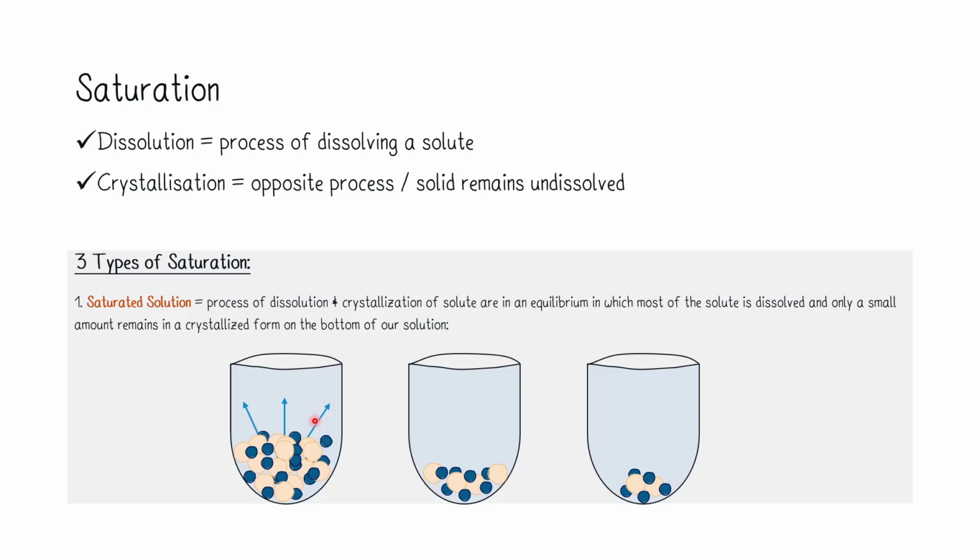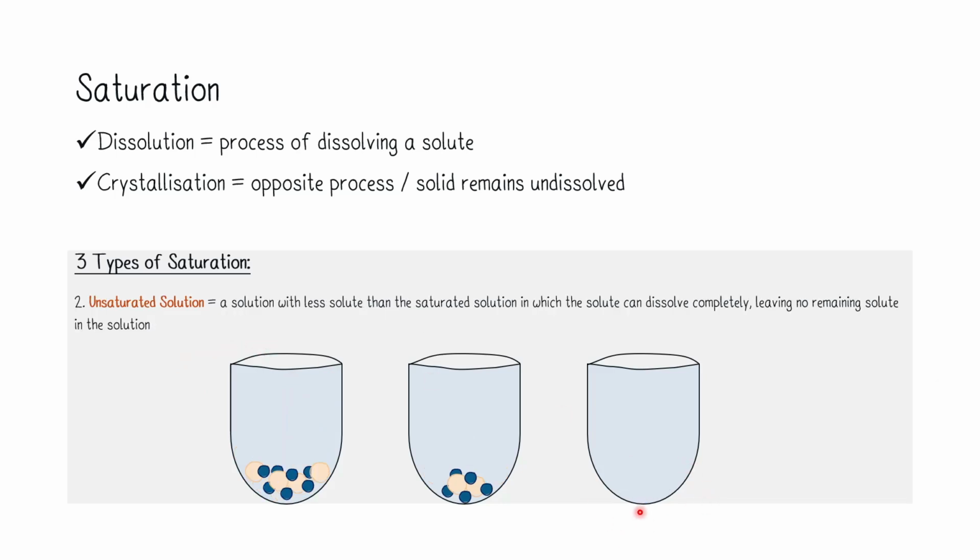So as you can see here, the blue arrows are denoting the dissolution process. And then there is also the other way. This is the crystallization process, and this is denoted as this smaller orange arrow over here. And in the end, we have some sort of equilibrium where crystallization and dissolution processes are matching. And in saturated solutions, we only have a very small amount of crystallized substance on our bottom.